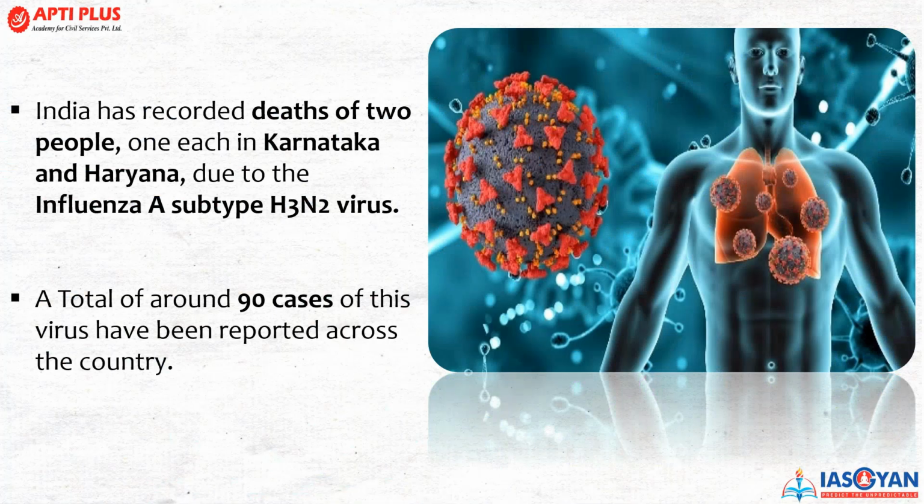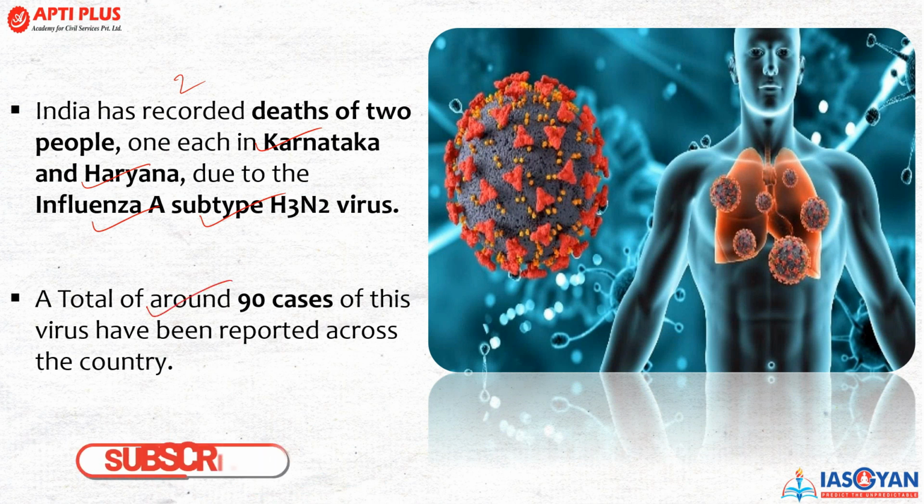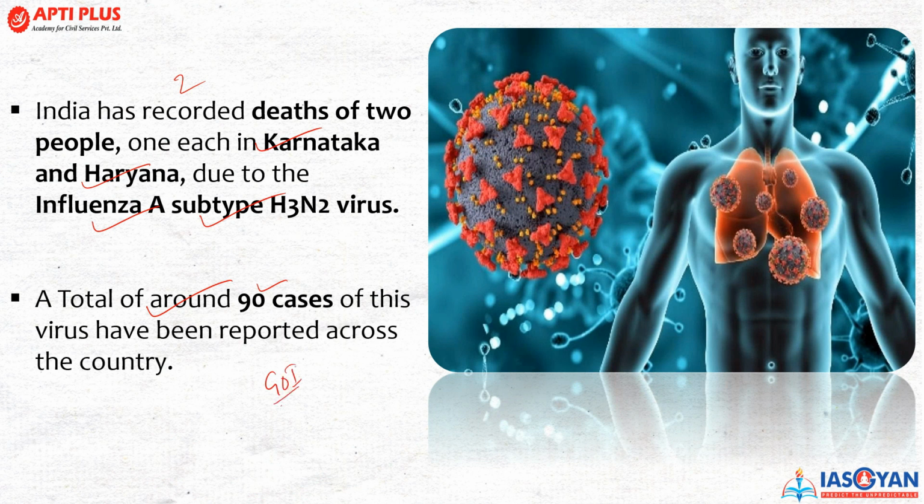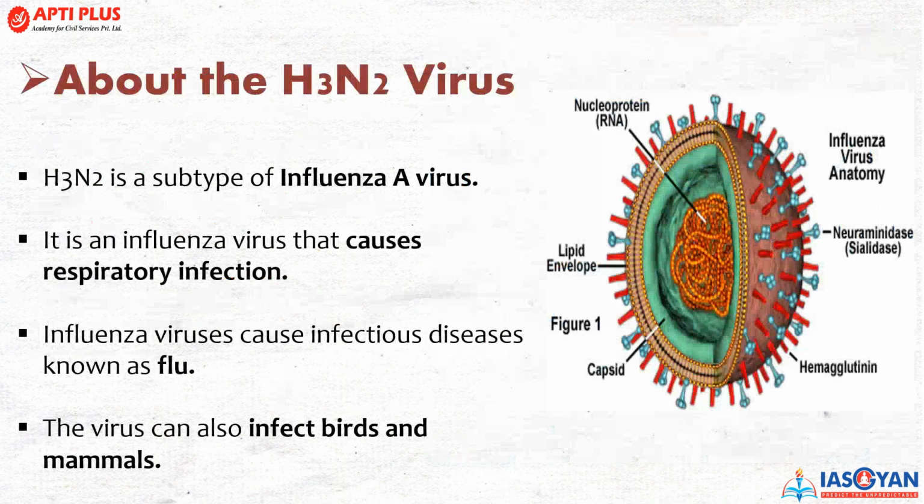So why are we discussing this news? Because recently two deaths have been reported from different states in the country. The first death was reported from Karnataka and the other from Haryana. This was only because of the influenza A subtype H3N2 virus, which was confirmed by the Government of India Ministry of Health. A total of 90 cases have been reported so far, and it is expected that this might surge. So in light of that, the Government of India has come up with an advisory with regard to the influenza viruses. Now, what is the H3N2 virus?